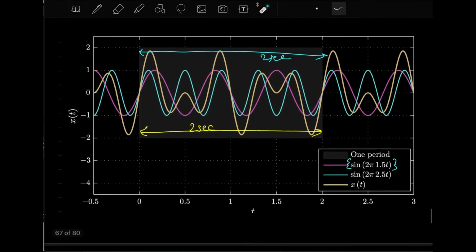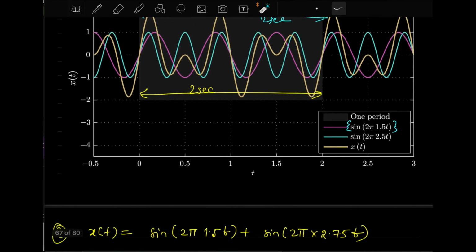Okay. So now let us say if you have this signal here, which is xt, which is given by this, sine 2 pi 1.5t plus sine 2 pi 2.75t. So can you solve it? I'll give you 5 minutes on this and tell me what will be the fundamental frequency of this combined signal and the corresponding individual n1 and n2 for this.